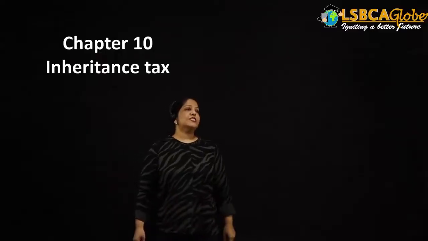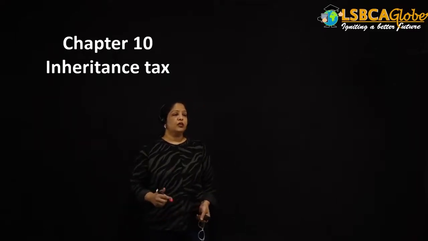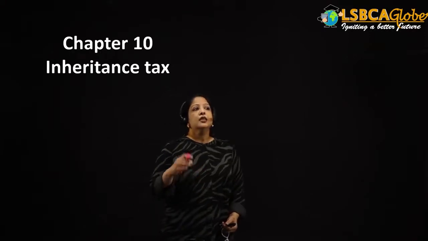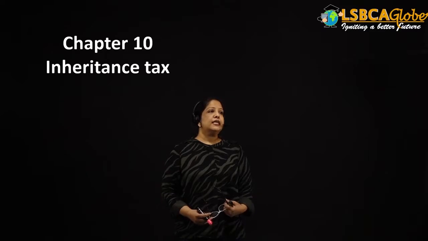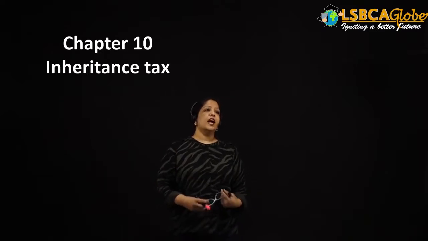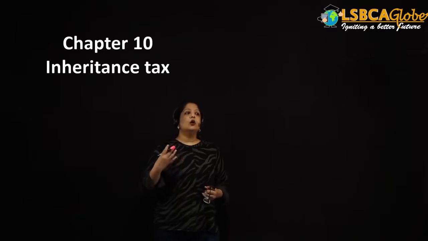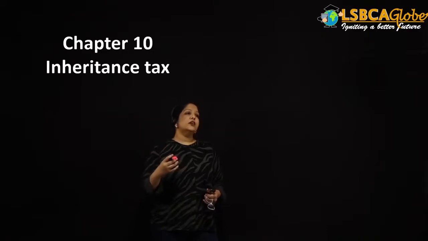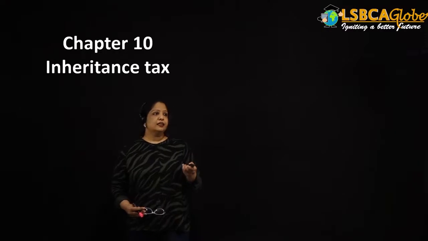Now class, we are going to start with chapter number 10, inheritance tax. This chapter is very important. The first question, which usually comes to be of 35 marks, is basically of the CGT and IHT. Now class, what is inheritance tax? People die or give gifts during their lifetime. Those lifetime gifts and whatever is given on death come under the scope of inheritance tax.